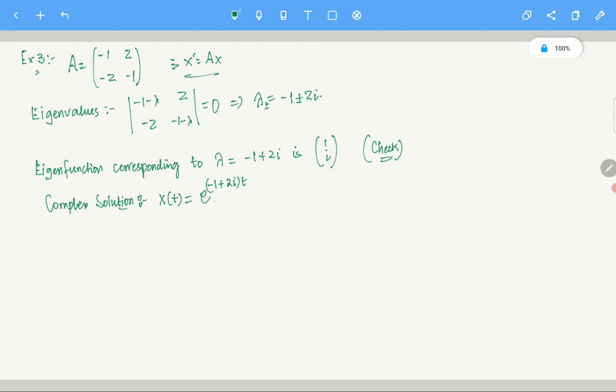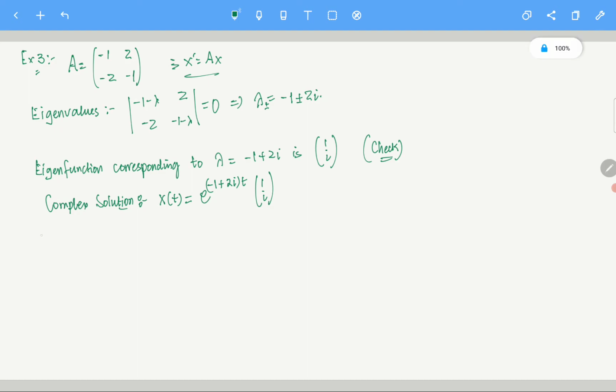So x of t, this is one solution. One complex solution will be given like this. Clear? What we know from our course here is this: we are not really interested in complex solutions, but all our solutions have to be real, because the coefficients are given to be real, right? So basically we are looking at real systems, so the solution has to be real. It's better to work with real solutions.